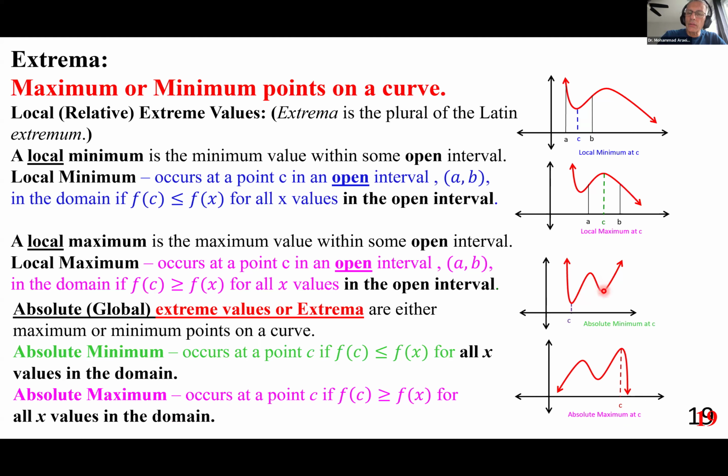Local min, local max, local min. This one is also absolute min. Why is that? No other point has a smaller y coordinate. Local max, local min, local max. This local max is also an absolute max because no other point has a y coordinate larger than that. So it's important to understand the concept.